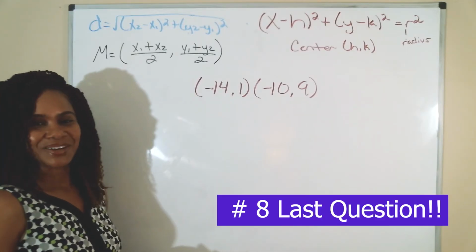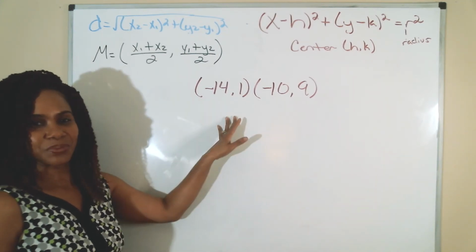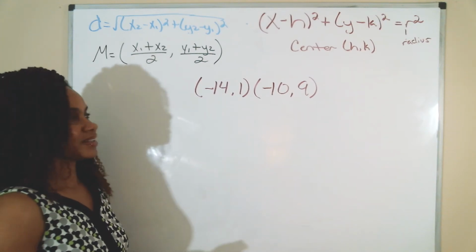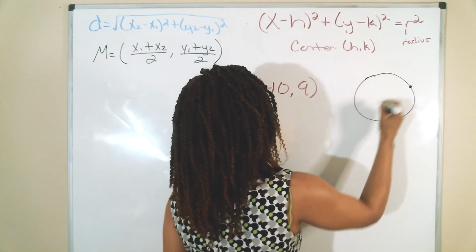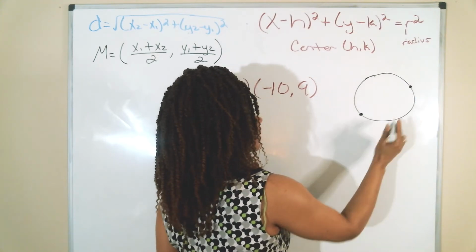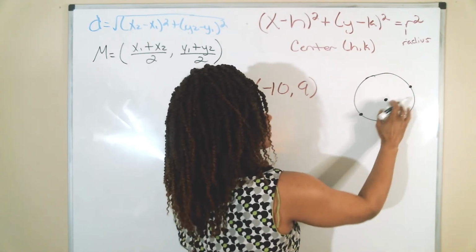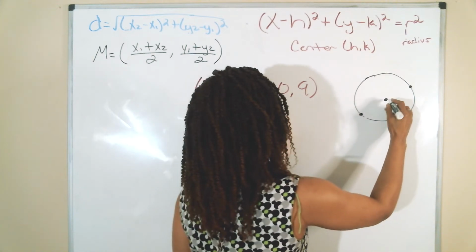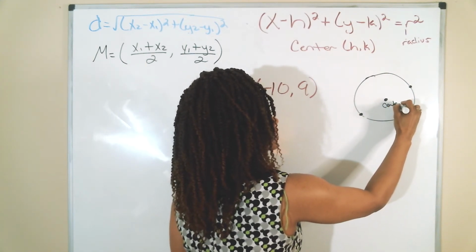All right, so we finally reached the last example here. And here we're only given two endpoints. We're not given the center or the radius, so we have to find it. So when you think about it, if you have a circle and you're given two endpoints and you want to find the center, the center would be the midpoint between these two endpoints. So if we found that midpoint, we could actually find the center.